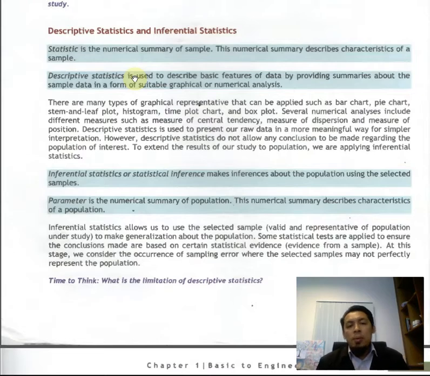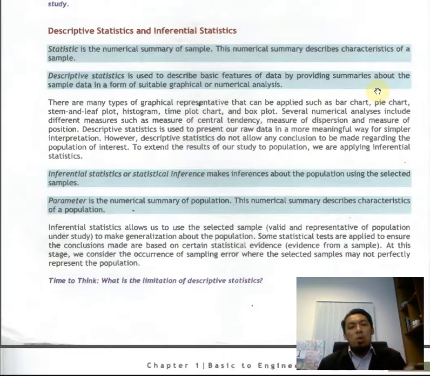That is what it means by providing summaries about sample data. Let's look at the term summaries here. What it does is it summarizes the data. Let's say you have thousands of data. By using descriptive statistics, you'll be able to find good information, a summary of the whole data, doesn't matter whether it is thousands or millions.